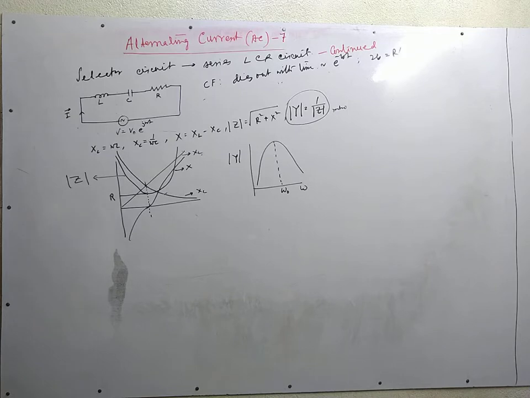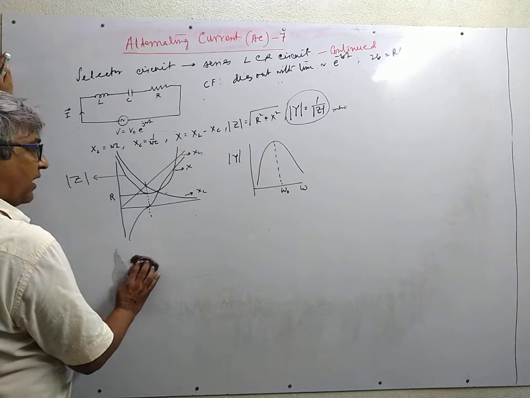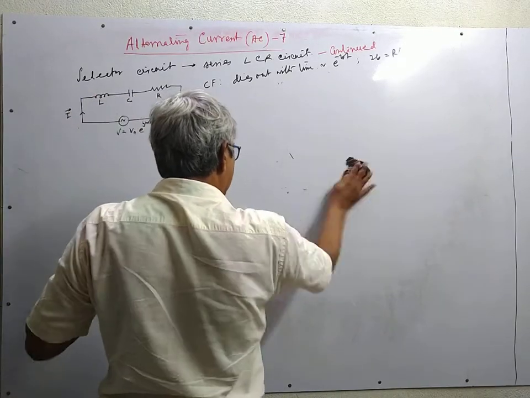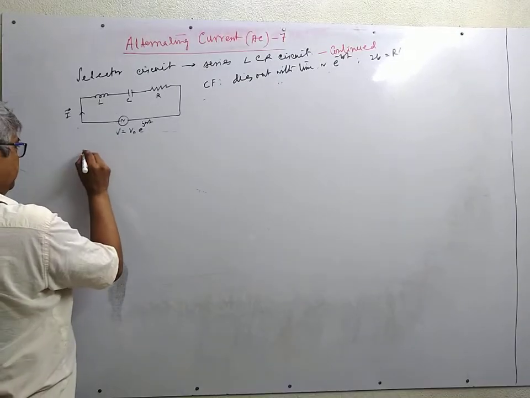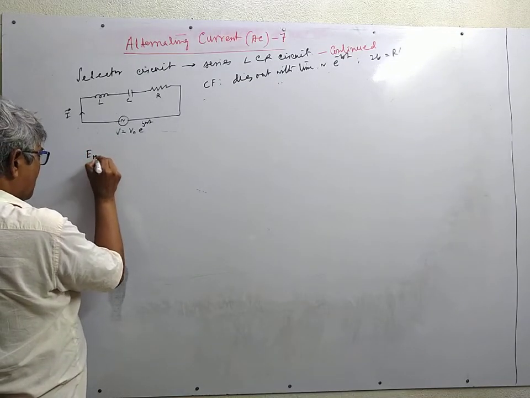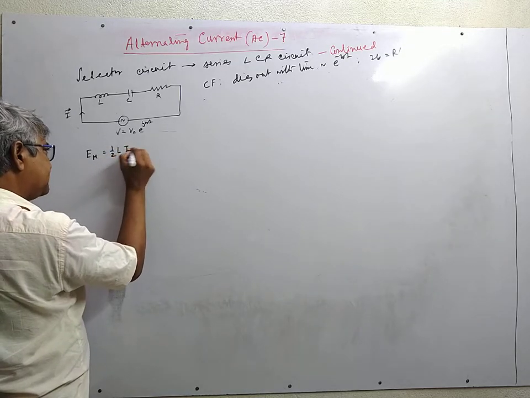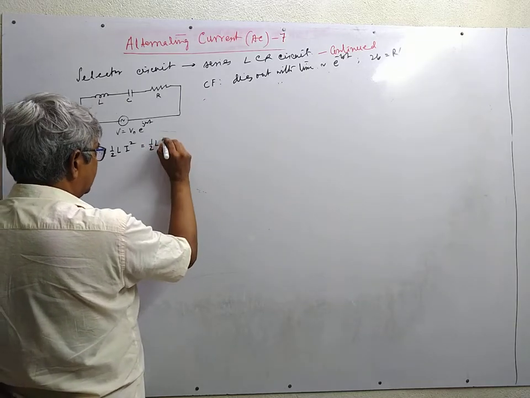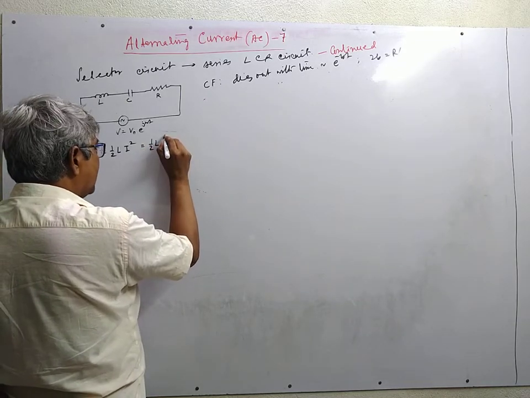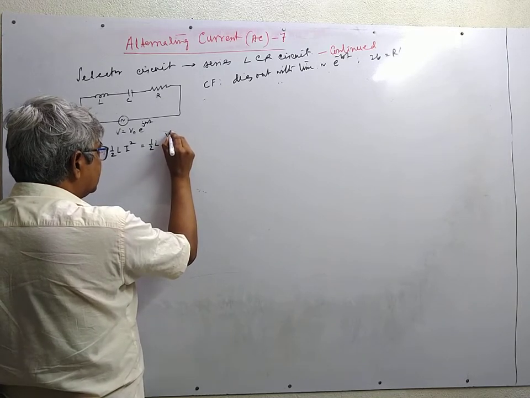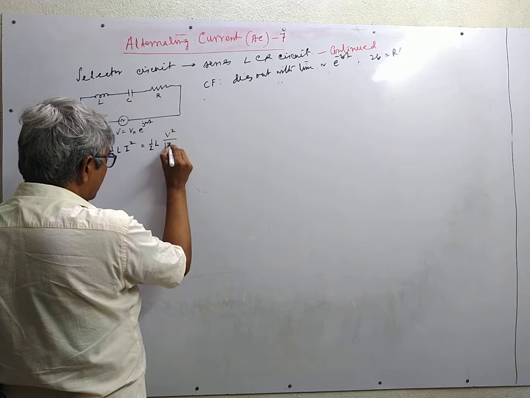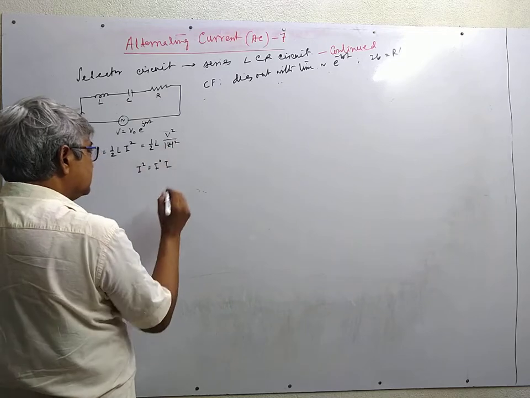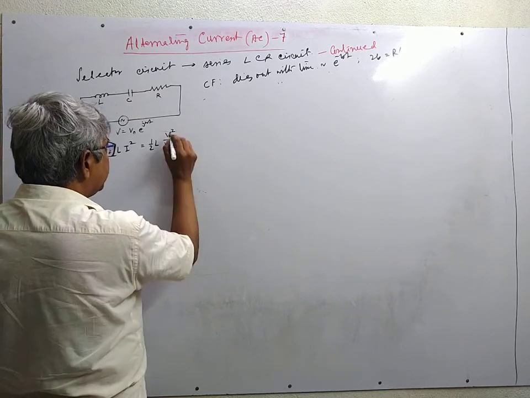If we consider the energy stored in the inductor and capacitor, we know that the magnetic energy stored in the inductor is half L I square. So this is half L, where I square, written as I star I, is V square by mod Z square. So it is basically V0 square.